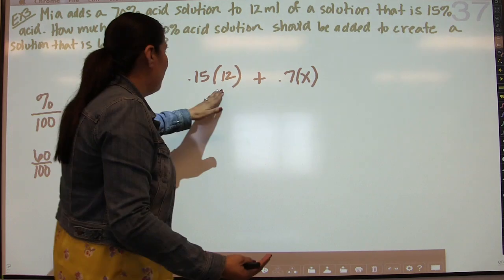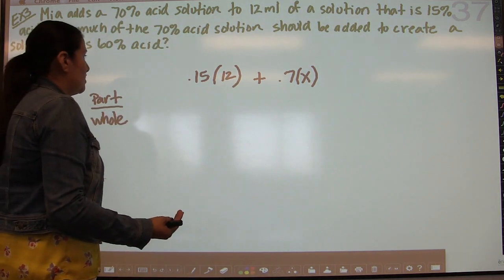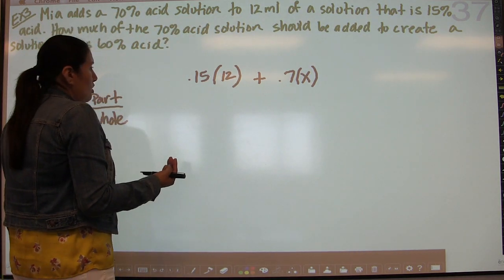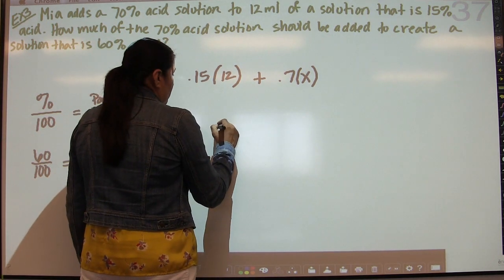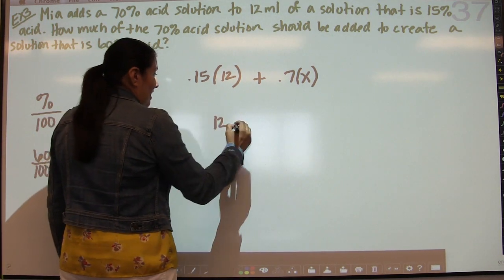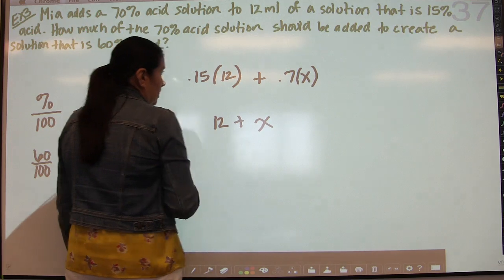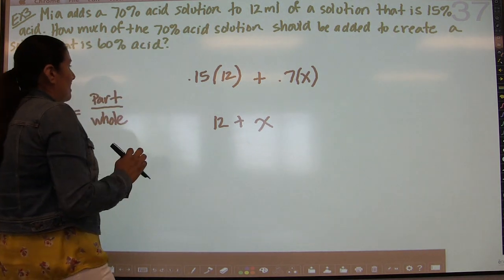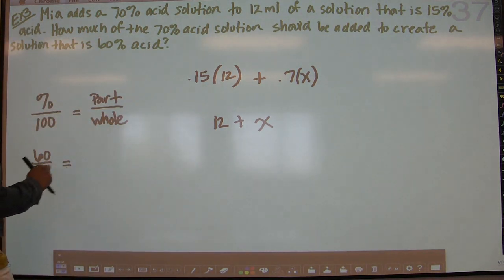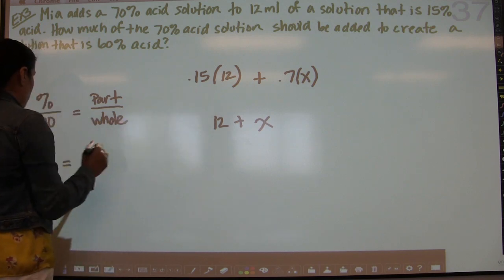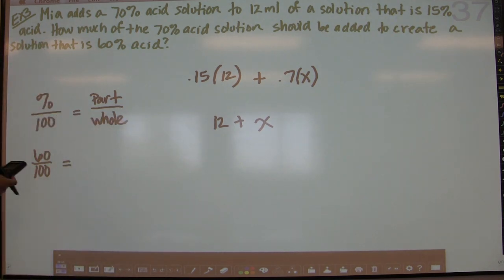All right, so we have that for the acid. And then as far as the total amount, we know that we have a total of 12 milliliters, and we're going to add to that x milliliters. Okay, so that's how we're going to set up our problem. So basically the acid is on top, so we're going to take 0.15 times 12.